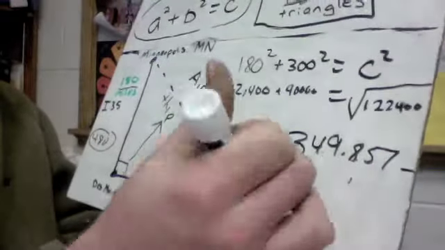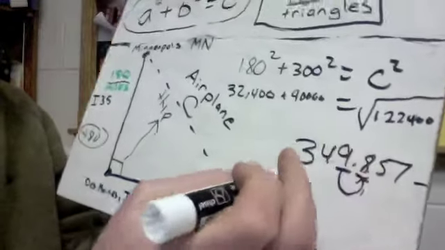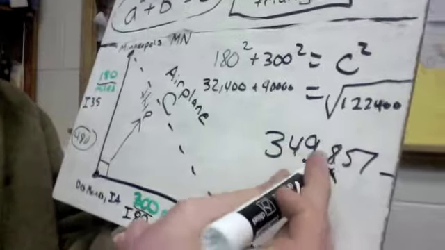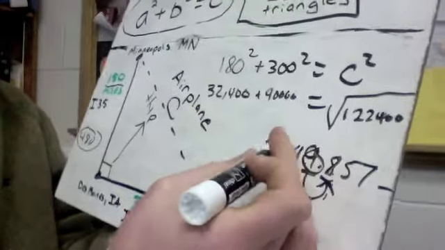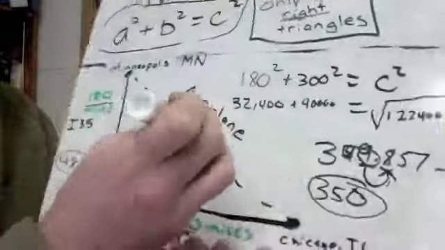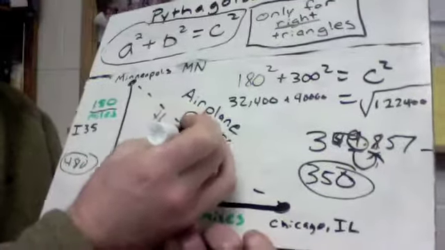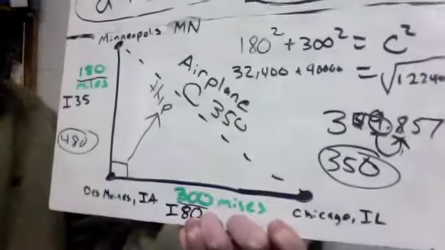Oops, I got this backwards here. This is the number we're changing. We want to round this number up because that's an 8, so we're rounding this up. 8 would go to 9, which would make that a 5. So our final answer is going to be right around 350 miles in the air from Minneapolis to Chicago, Illinois.